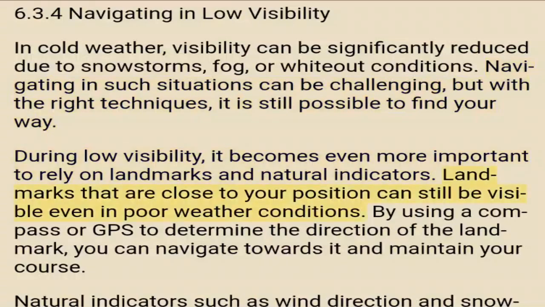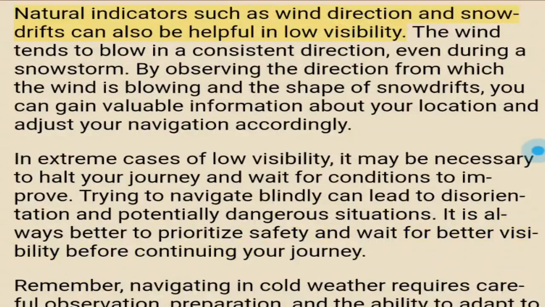Landmarks that are close to your position can still be visible even in poor weather conditions. By using a compass or GPS to determine the direction of the landmark, you can navigate towards it and maintain your course. Natural indicators such as wind direction and snowdrifts can also be helpful in low visibility. The wind tends to blow in a consistent direction, even during a snowstorm. By observing the direction from which the wind is blowing and the shape of snowdrifts, you can gain valuable information about your location and adjust your navigation accordingly.